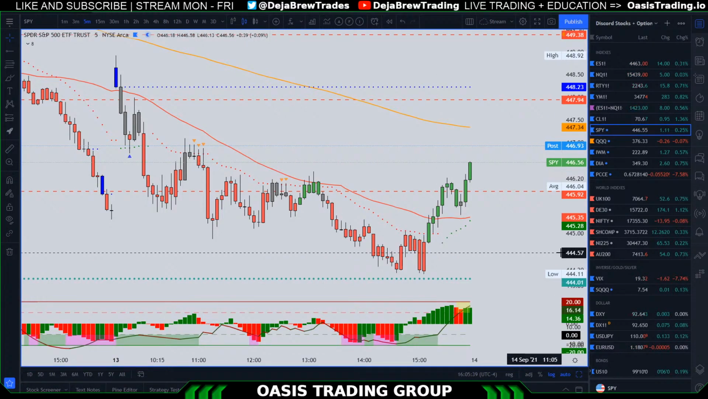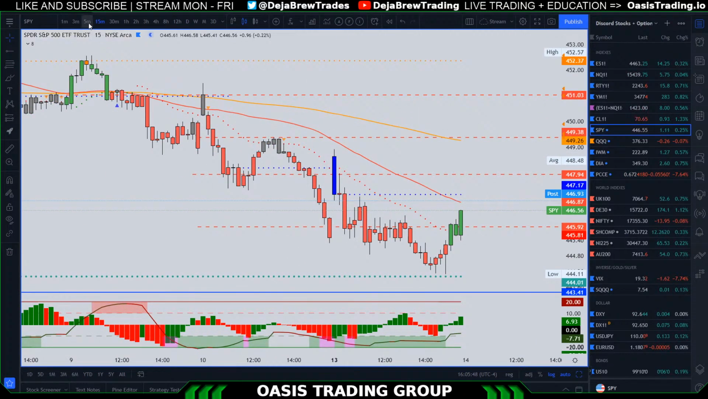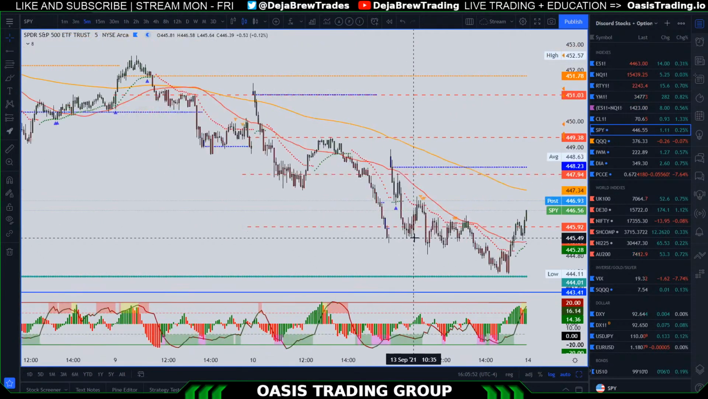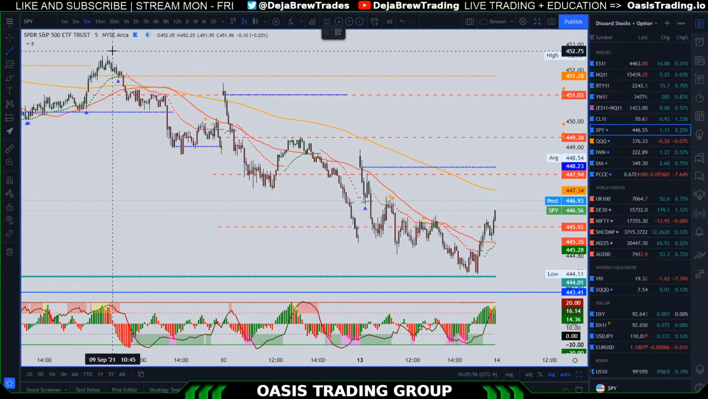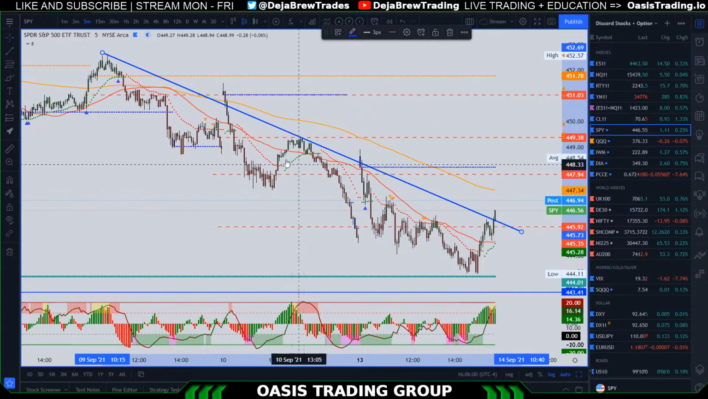Let me take a look at the last little messages here. Inverse head and shoulders on SPY. What time frame? I don't really see one. Looks kind of like a bulldog. I don't really see an inverse. I see a nice little downtrend break, though. You are kind of breaking out of this little downtrend that we've been in, depending on where you draw it from.